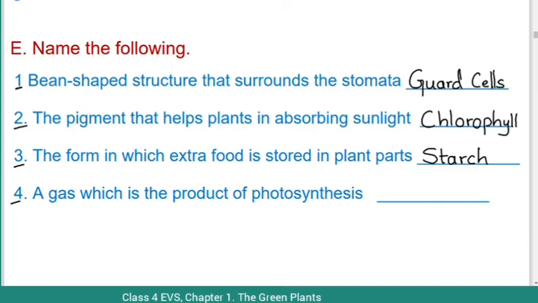Fourth one, a gas which is the product of photosynthesis is oxygen. Oxygen is the gas which is the product of photosynthesis.